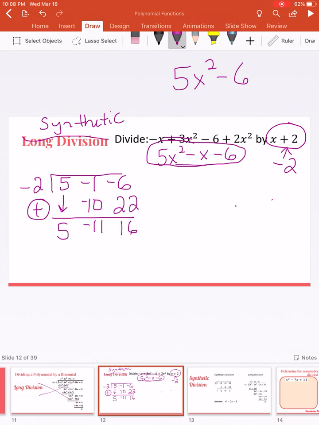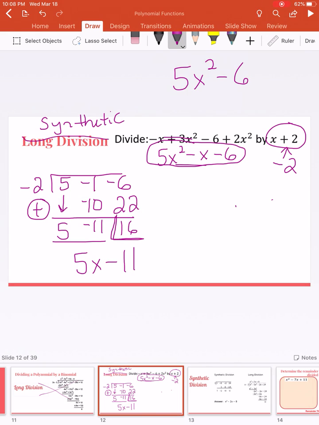Now this last little slot here is my remainder. And then my 5 and negative 11 are going to be the coefficients and the constant of my quotient. So what I've done with synthetic division is I've taken this original polynomial of 5x squared minus x minus 6, and I've divided x plus 2 out of it.